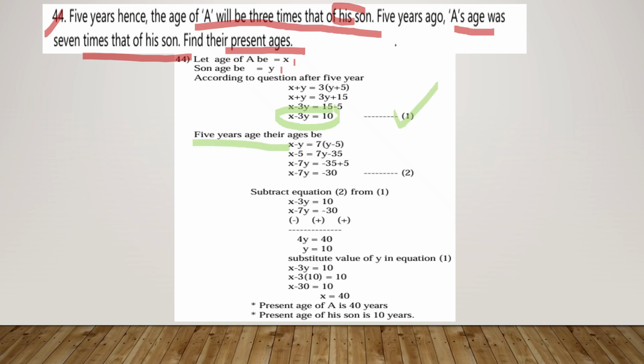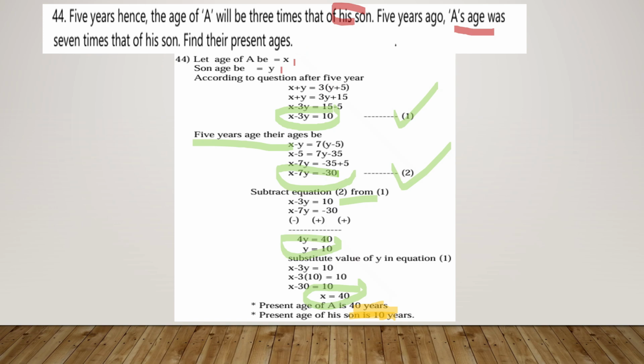Then 5 years ago, their ages we have to get. So you can write it as x minus 5 is equal to 7 into y minus 5, that is x minus 7y is equal to minus 30 as equation 2. Now subtract equation 2 from 1. So you get y is equal to 10. If you substitute, you will get x is equal to 40. So I can write the present age of A is 40 years and the present age of the son is 10 years. So this type of questions are regularly asked in your examination for 3 marks. Not only in the FA exams, it is also used in the preparatory exams.